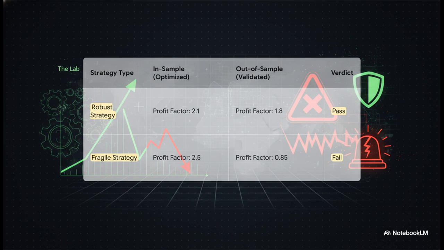But look at the fragile strategy. It looked incredible in the backtest, a 2.5 profit factor. But on new data, it completely collapses down to 0.85. That's a massive red flag. That is an overfitted strategy, plain and simple.